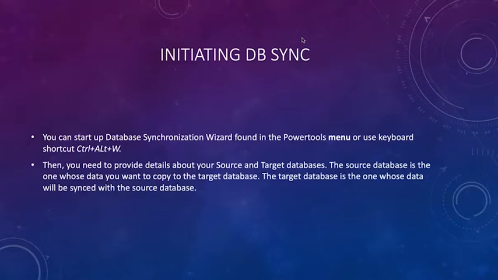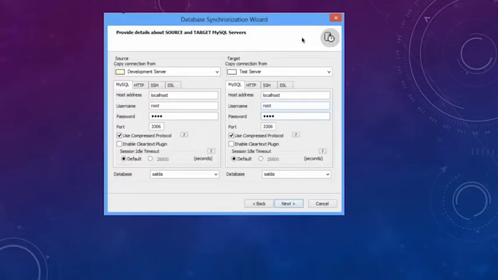Now, you will need to provide the details about your source and target databases. The source database is the one from which you want to copy the data, and the target is where you want to make sure the data is copied. You will need to provide information for it, and this is how it looks. As you can see, we have multiple options for you to connect to your source and target databases.